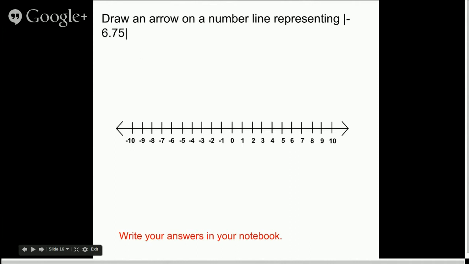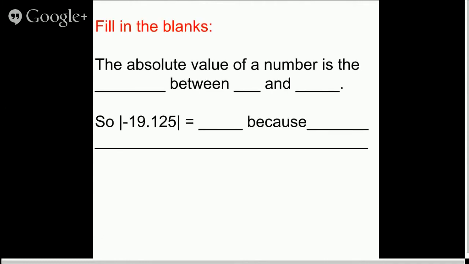Oh, this one might be the last one. All right. Fill in the blanks in your notebook. The absolute value of a number is the blank between blank and blank. So absolute value of negative 19.125 equals blank because blank. Go ahead and pause it.